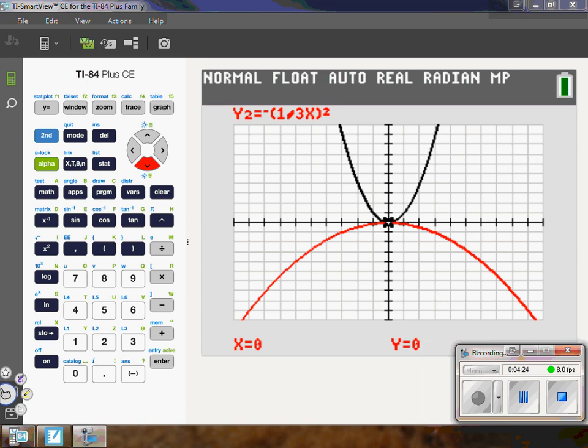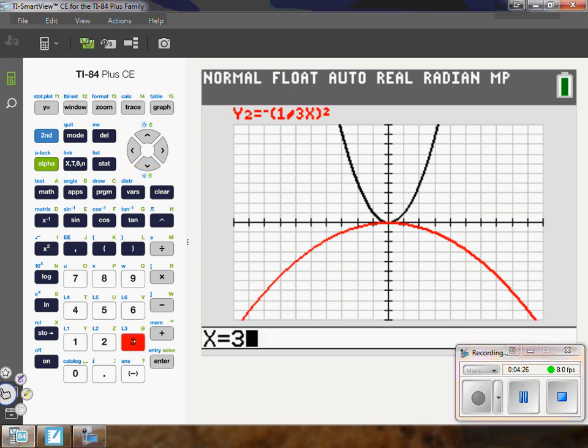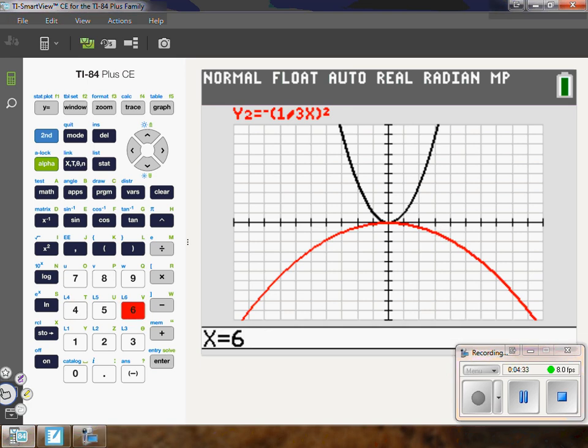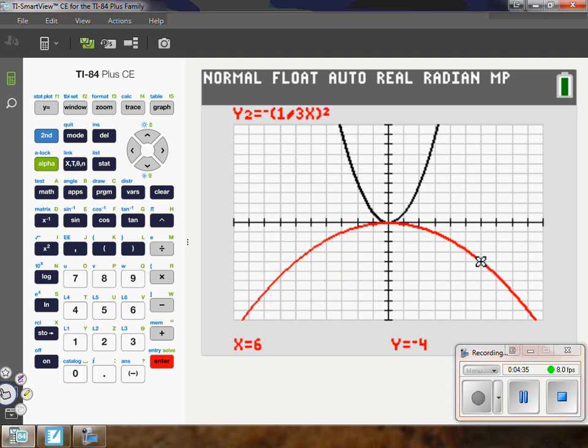Let's check to see what happens when x is 3. I think y will be -1. When x is 6, I think y will be -4. So there we go. We have a horizontal stretch by a factor of 3, and we have a vertical flip.